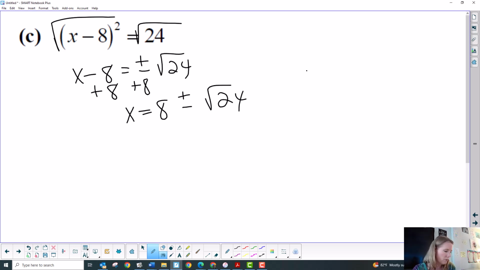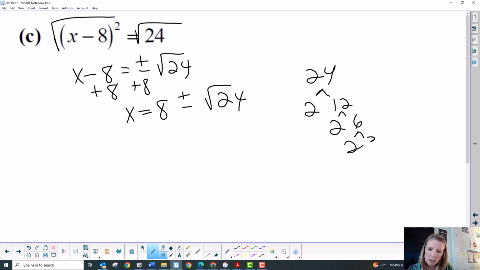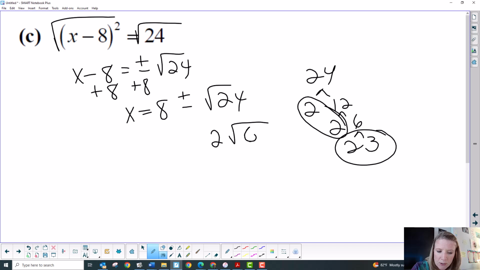And we can break down that square root of 24 just like we talked about in the last video. That's 2 and 12 and 2 and 6 and 2 and 3. So those two 2's become 1 and they come outside, and then you have a 2 and a 3 left on the inside, so that's 6. So it's 8 plus or minus 2 square root of 6.